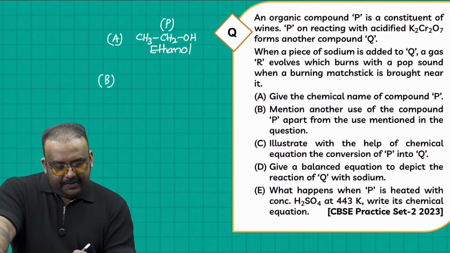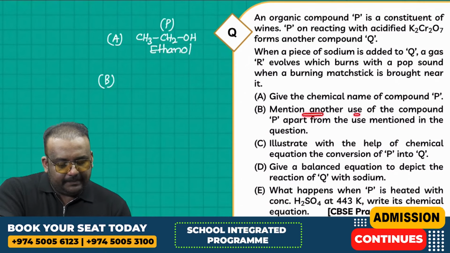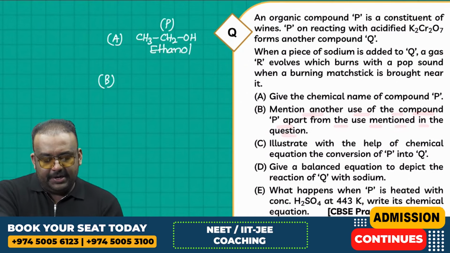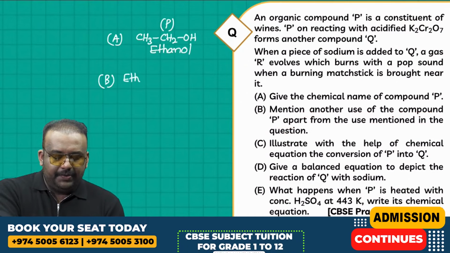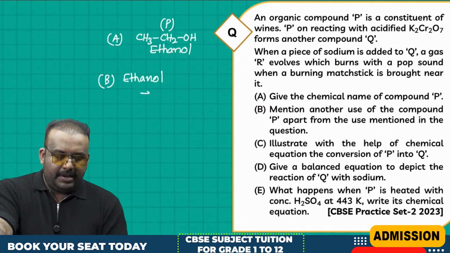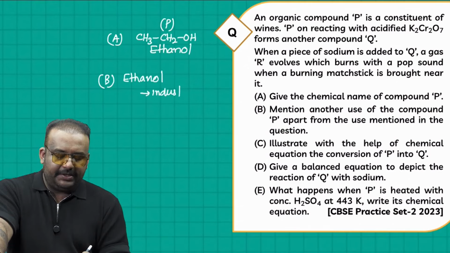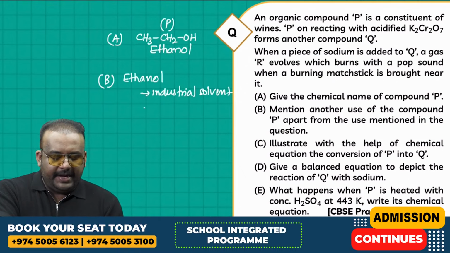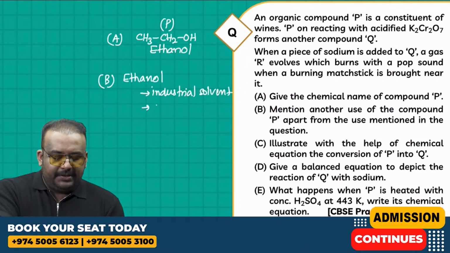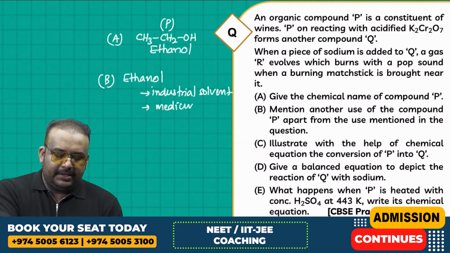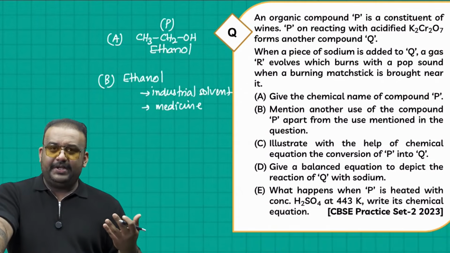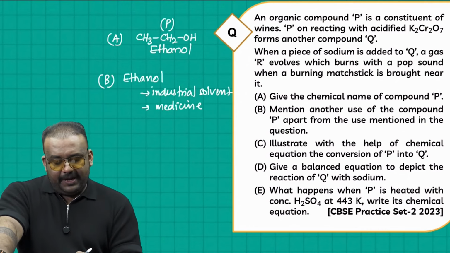Then the B part of the question says, mention another use of the compound P apart from the use mentioned in the question. You know that ethanol is used as an industrial grade solvent, and it is used in medicine for making tonics, syrups, etc. Tincture of iodine is one example. So these are all applications of ethanol.